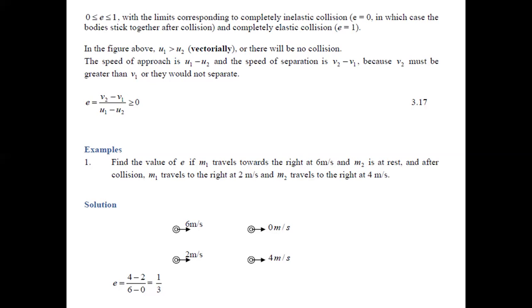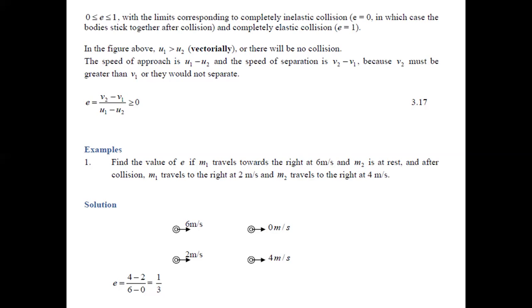Example, find the value of E if M1 travels towards the right at 6 meters per second and M2 is at rest. And after collision, M1 travels to the right at 2 meters per second and M2 travels to the right at 4 meters per second. Those are the two bodies. M1 has initial velocity 6 meters per second. M2 has initial velocity 0 meters per second. And after collision, M1 has velocity 2 meters per second, while M2 has velocity 4 meters per second. Both still moving to the right. Then E is 4 minus 2 over 6 minus 0.